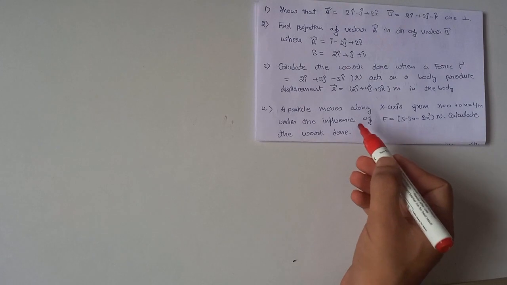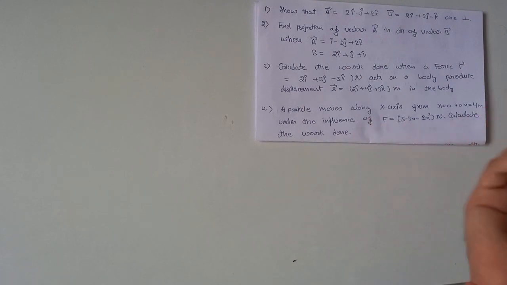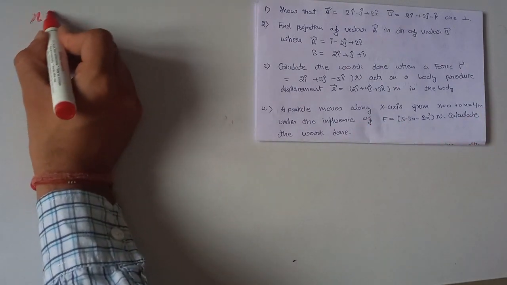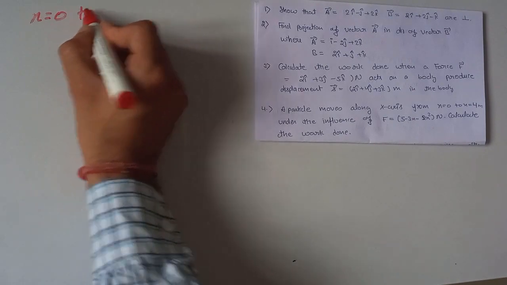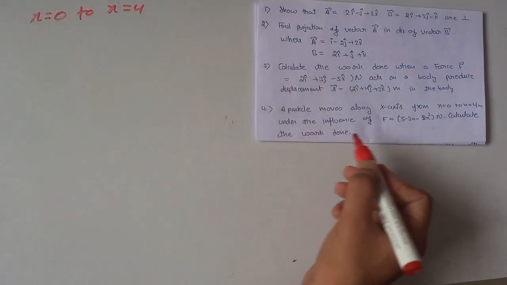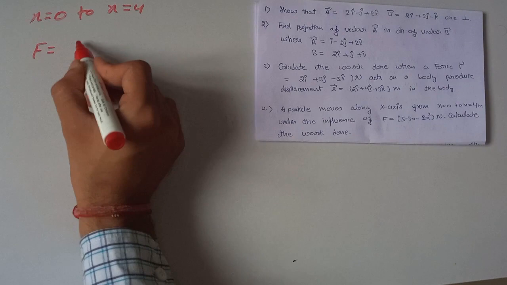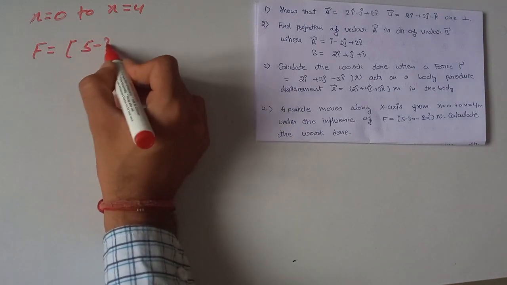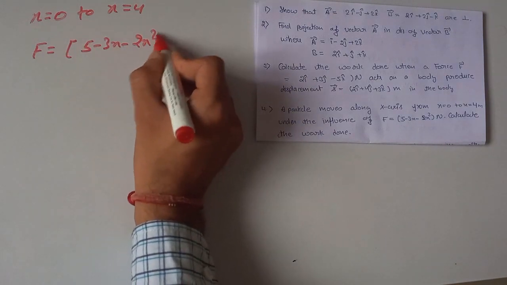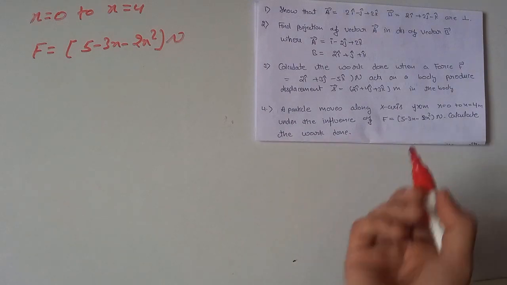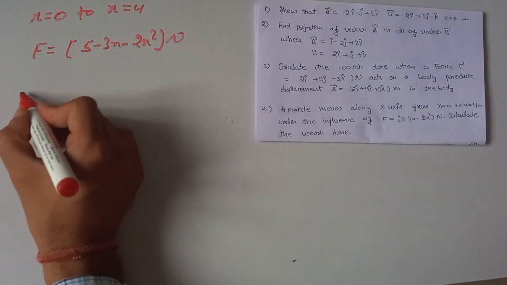A particle moves along the x-axis from x equal to 0 to x equal to 4 under the influence of a force. The force here is 5 minus 3x minus 2x squared newton. Calculate the total work done. Now we calculate this work done.